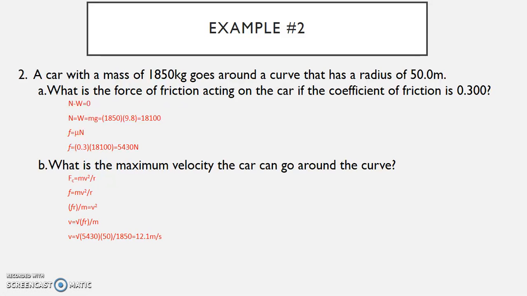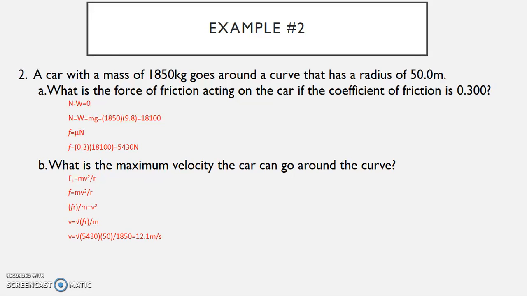Here's the second example. It says a car with a mass of 1,850 kilograms goes around a curve that has a radius of 50.0 meters. The first part of this question is going to ask, what is the force of friction acting on the car if the coefficient of friction is 0.300? So now we're going to incorporate friction into this centrifugal force and motion example.